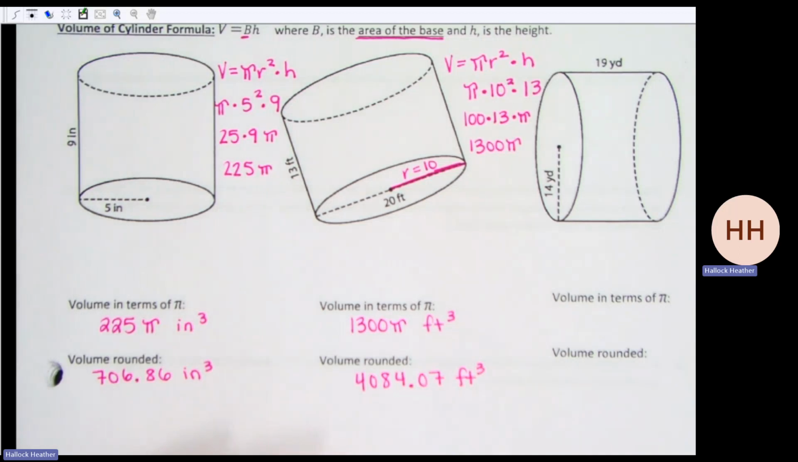So take a second, do that last one, and then you have problems on the back.